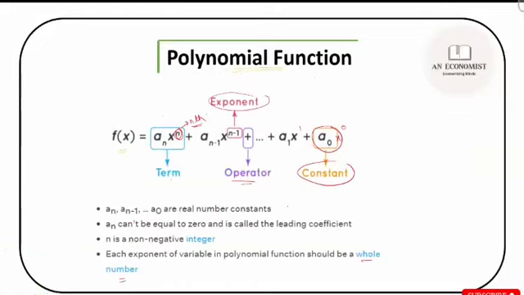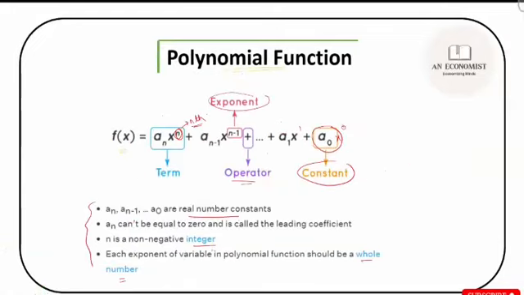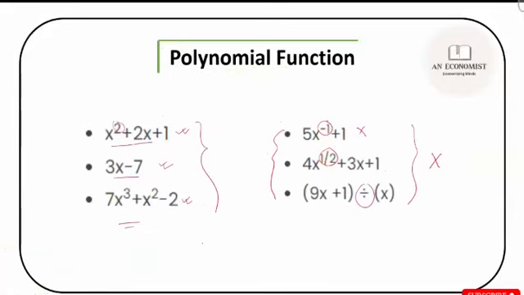If you look at this particular constraints, then you will understand that a_(n-1) up to a_0, this has to be real numbers. a_n can't be equal to 0. If it is 0, then this nth degree term will be gone and this will not remain an nth degree polynomial. n is a non-negative integer, right? Non-negative integer. So here this is negative, that is why it is not a valid polynomial. And exponent term has to be a whole number. Here it is half, which is a fractional number, so it is not a valid polynomial. I hope this is understood.